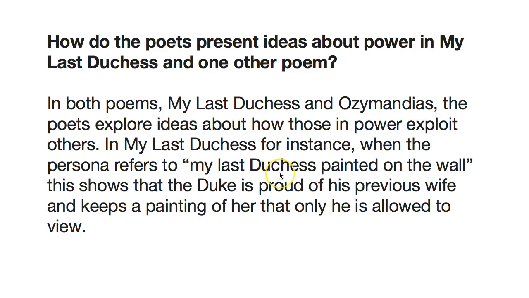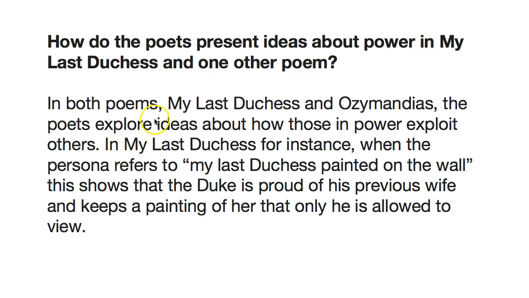Now this is going to count for quite a lot, despite what he says here, that the Duke is proud of his previous wife. Well, of course, he wasn't proud of her at all, was he? He had her executed. And what this student means is that he is proud of the painting of his wife. Now, I am giving this student the benefit of the doubt because that earlier bit was so well written.